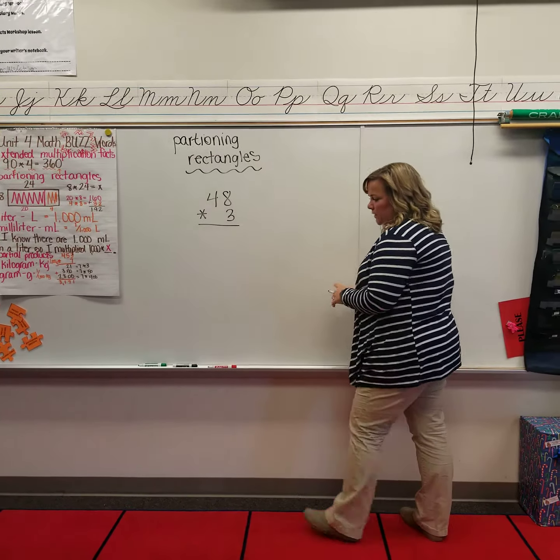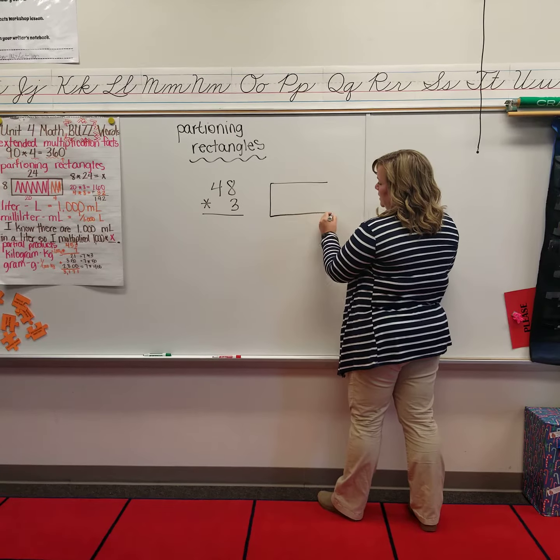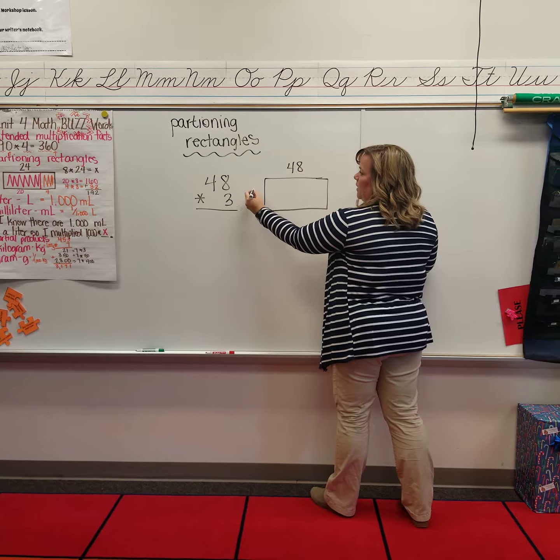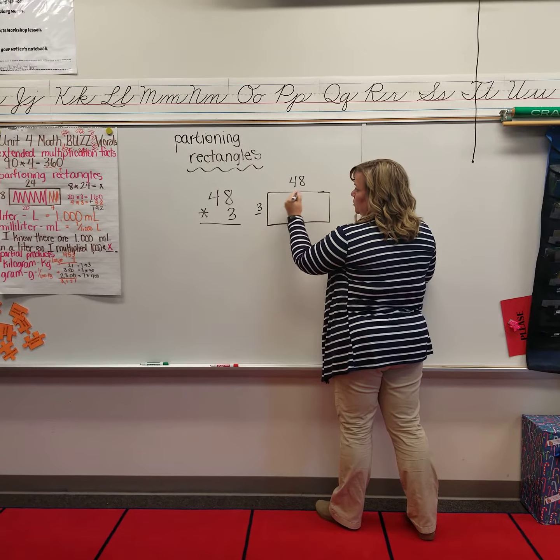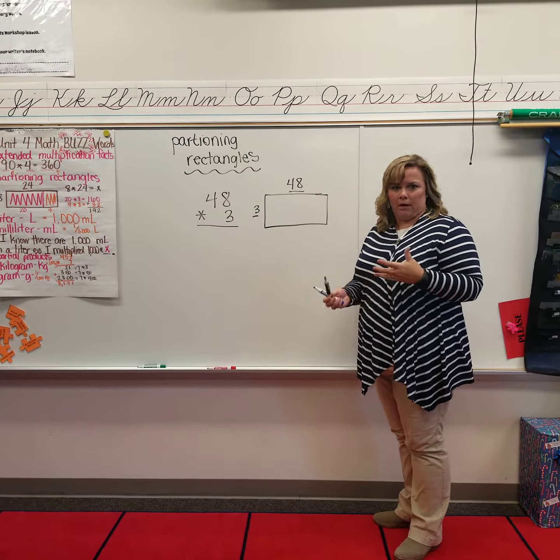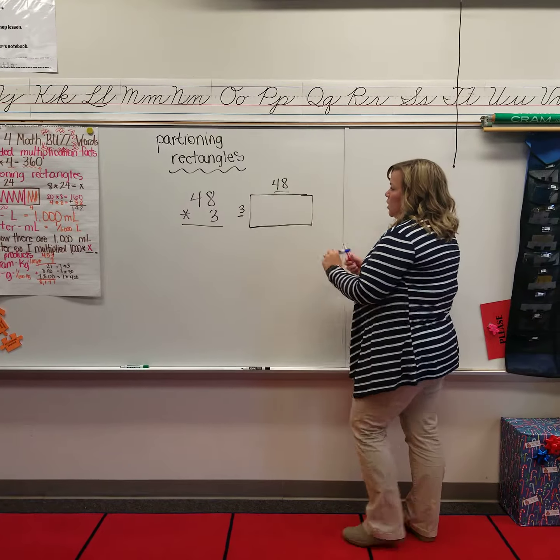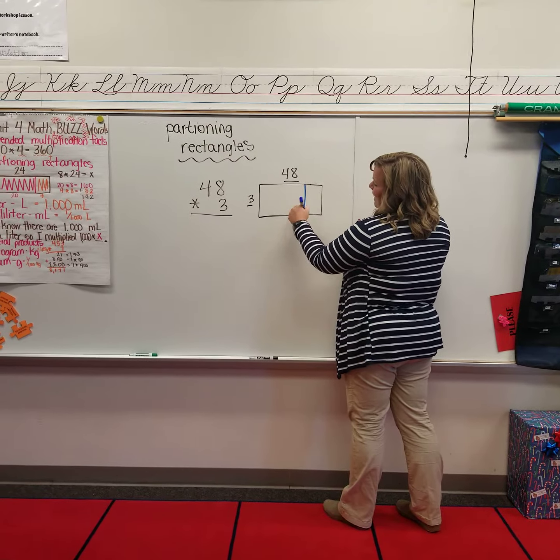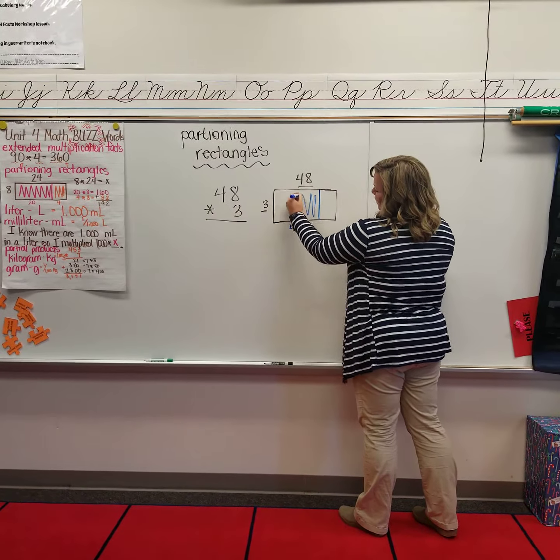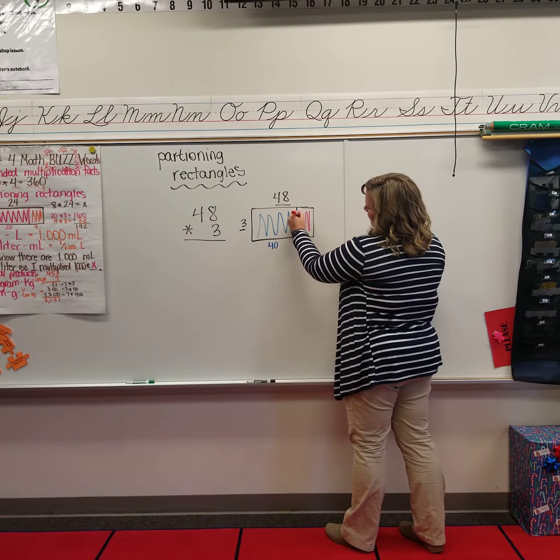Well, for partitioning rectangles, what I'm going to do is draw a rectangle just like it says, and I'm going to write the bigger number along the bigger side and the smaller number along the shorter side. So the 3 I don't need to break up because it's just a 3. But my 48 I'm going to break up into my 10s and my 1s. So I'm going to draw a line, and this is actually going to represent 40 here. So this part of my rectangle is the 40. This part of my rectangle is the 8.